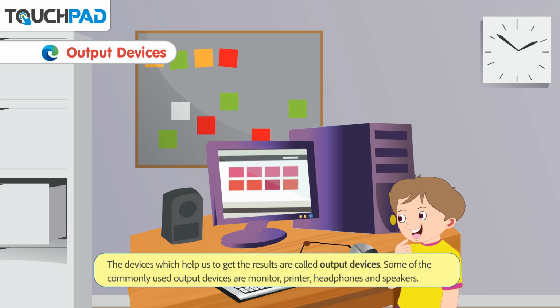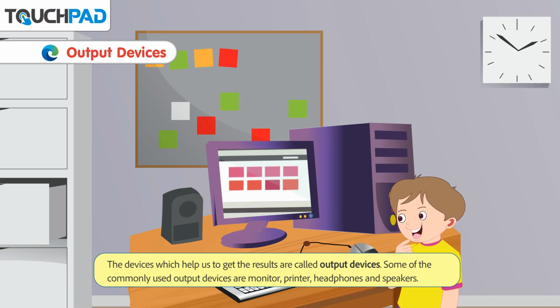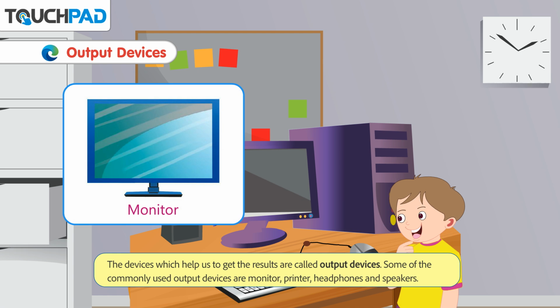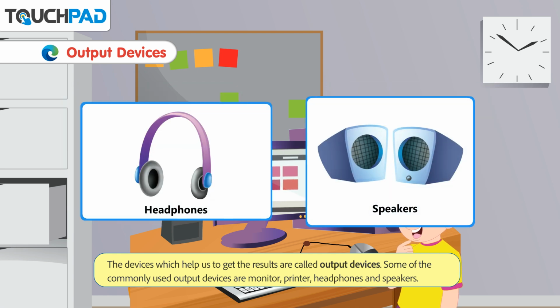Output devices. The devices which help us to get the results are called output devices. Some of the commonly used output devices are monitor, printer, headphones, and speakers.